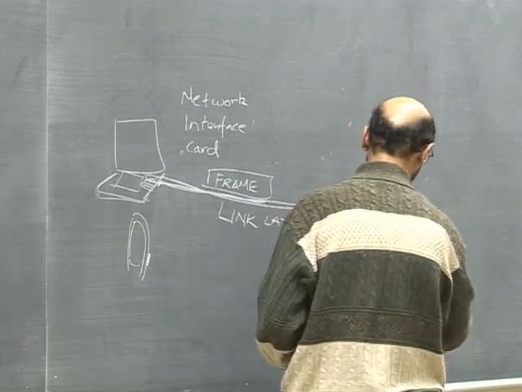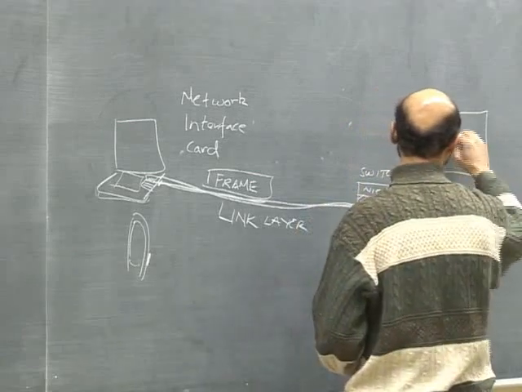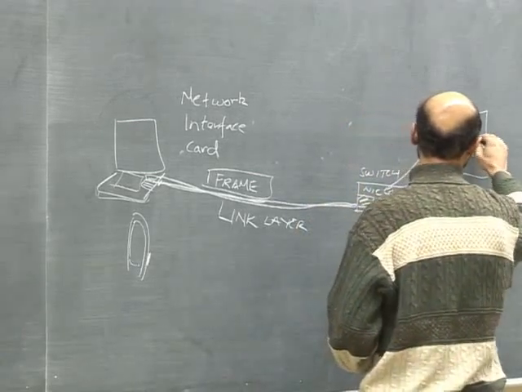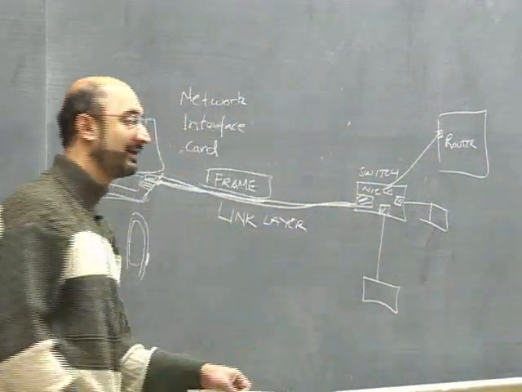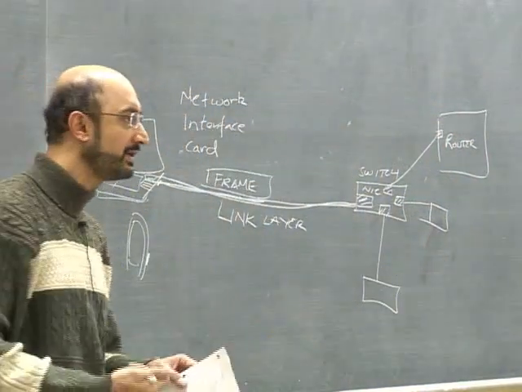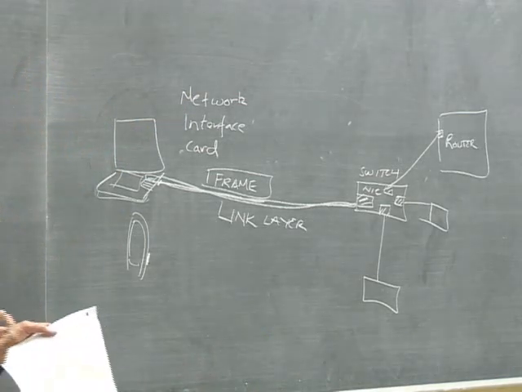And this could be talking to some other entity and so on. And this, of course, could talk to a router. And the router, in turn, will have its own little NIC like so. And it's all NICs everywhere, basically. Okay. So all communication, at the end of the day, turns out to be between two network interface cards.